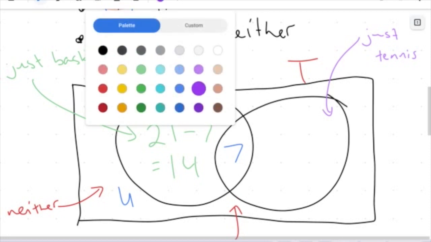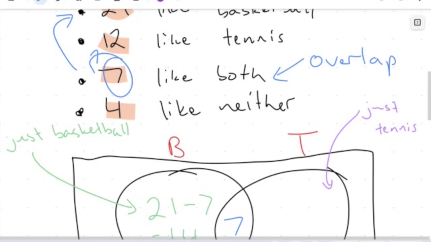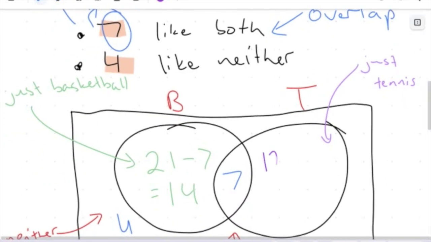And now in my right circle, I'm looking at the section here as people that just like tennis. So I have to take away the 7 that like tennis and basketball. So what I'm going to do is 12 minus 7, and that's going to give me 5.